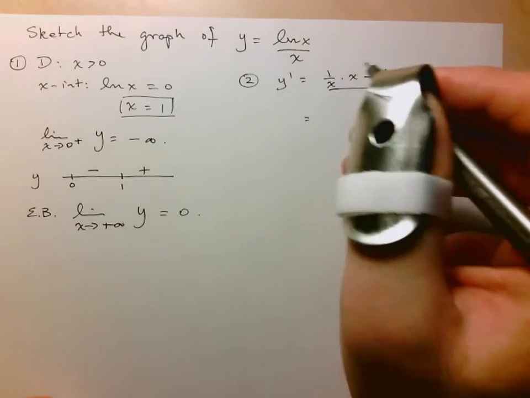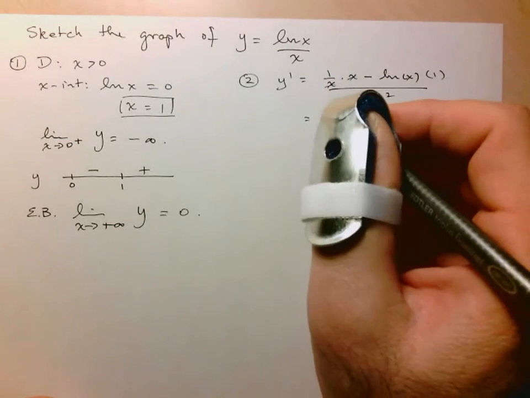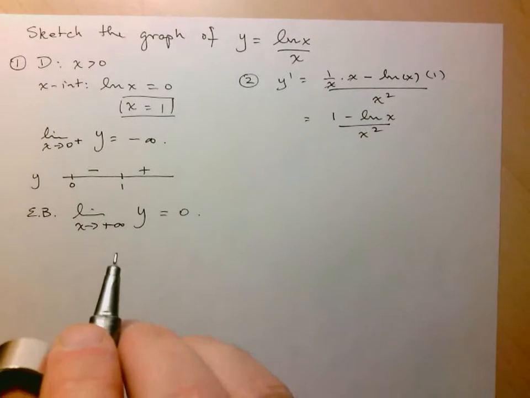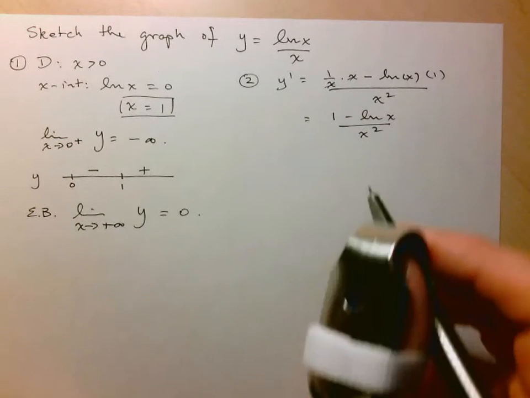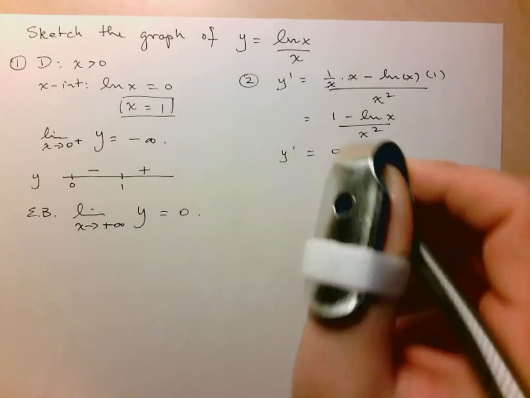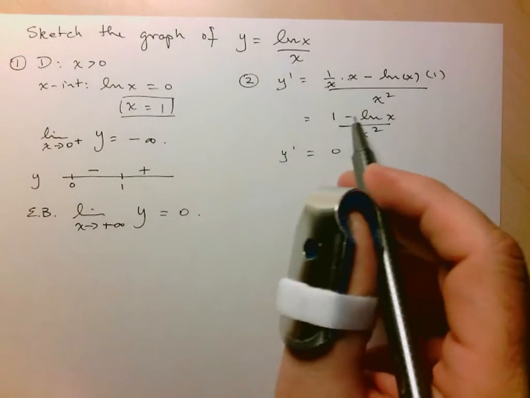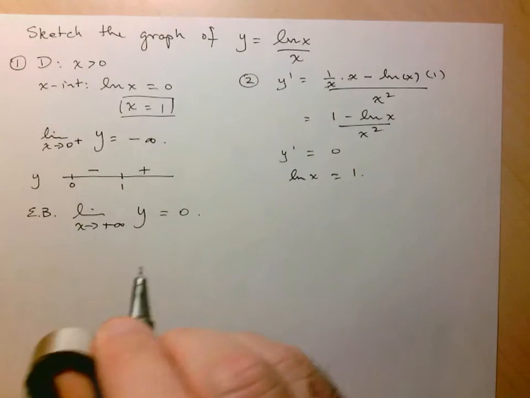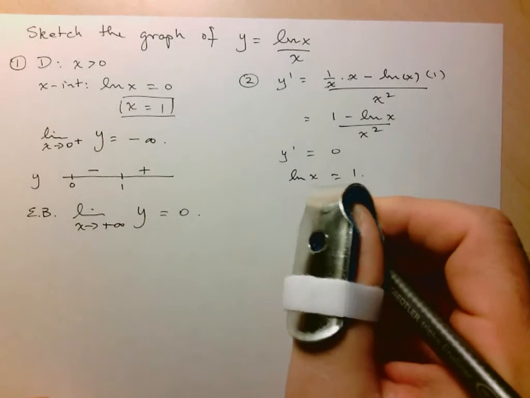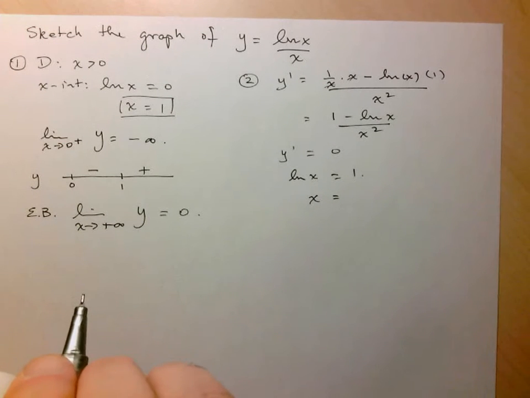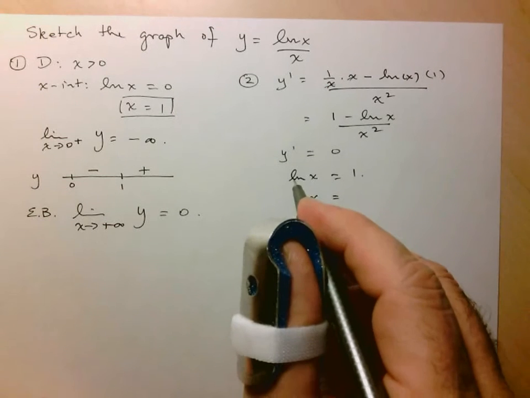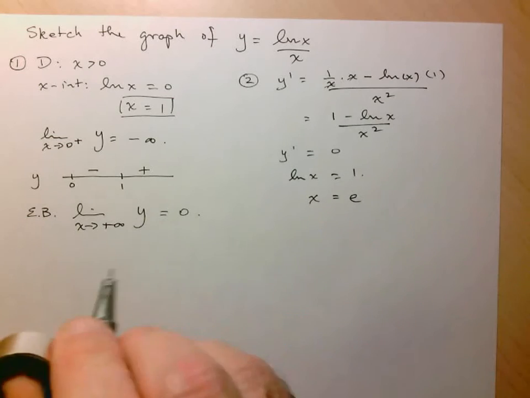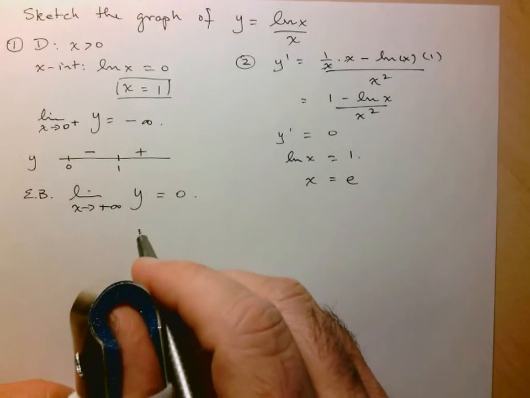Here we have some nice simplification. Those reduce, so I'm just left with 1 minus ln x over x squared. So let's determine where the first derivative is equal to 0. That's when the numerator is equal to 0, so when ln x is equal to 1. If we take the exponential function of both sides, e to the ln x is just x, and so here we have x equals e to the 1. So this is our only critical point.